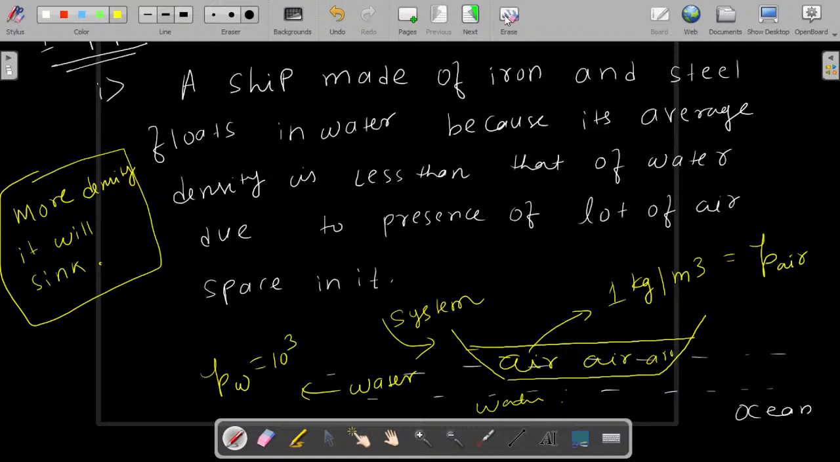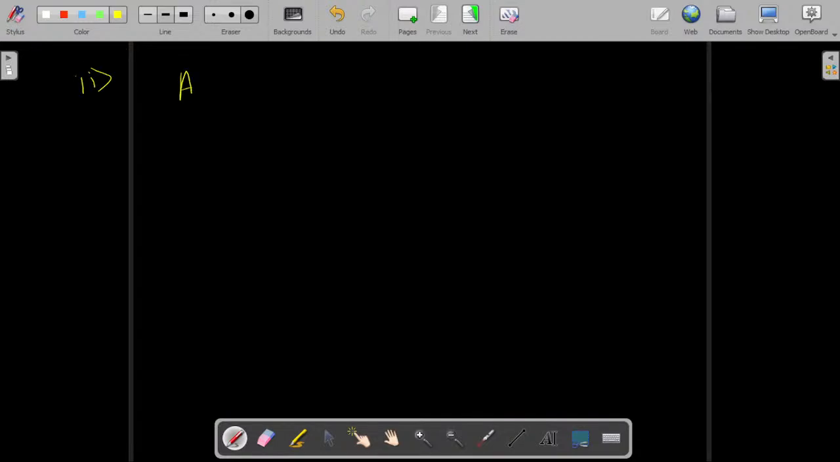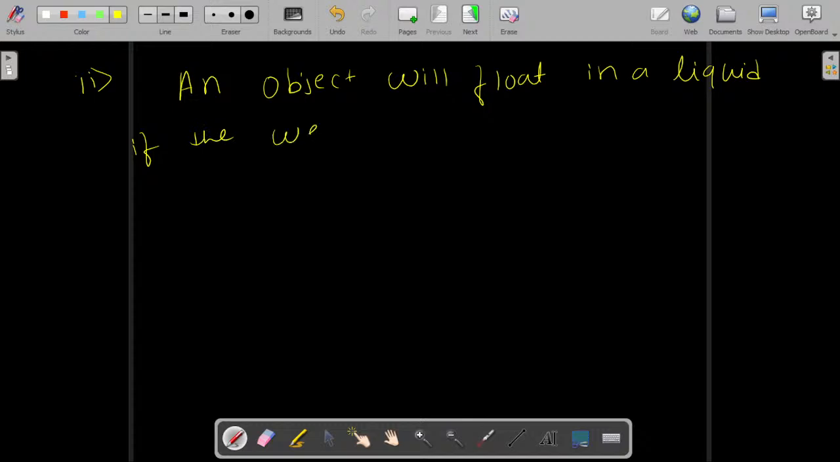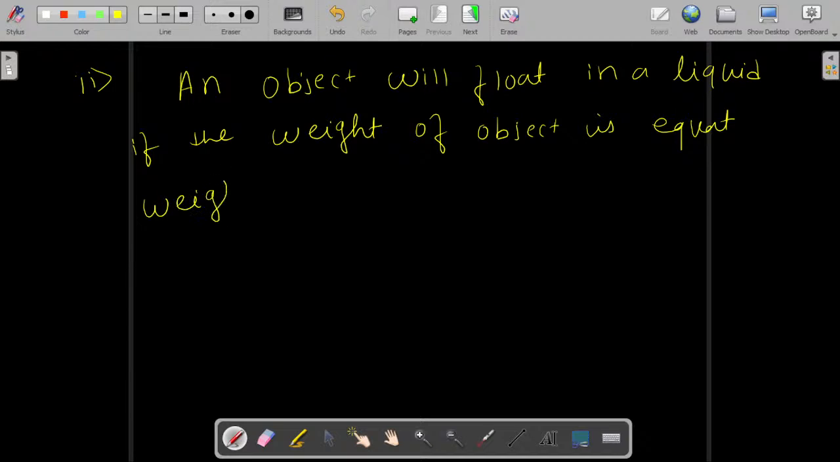Next point, write down. Point number 2. An object will float in a liquid if the weight of the object is equal to the weight of liquid displaced by it. This is important.